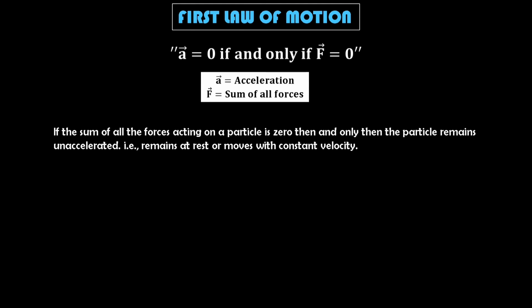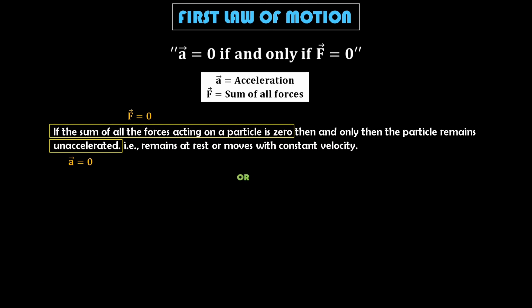We can say that if the sum of all the forces acting on a particle is 0, then and only then the particle remains unaccelerated. That is, we can say that the particle remains at rest or moves with constant velocity. You can observe that here they are saying that on the particle the sum of all the forces is 0. That is, F bar is equal to 0. And you can observe that if F bar is equal to 0, the particle remains unaccelerated. That is, A bar is equal to 0. From this we can say that if F bar is equal to 0, then the body remains unaccelerated. That is, A bar is equal to 0.